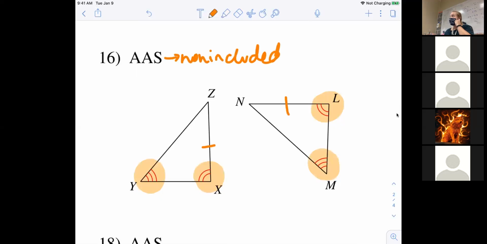So it could be ZX and NL, or it could be what other sides? What are the other two sides I could pick? Cooper? Very good. It could be NM and ZY. So it could be either of those answers.